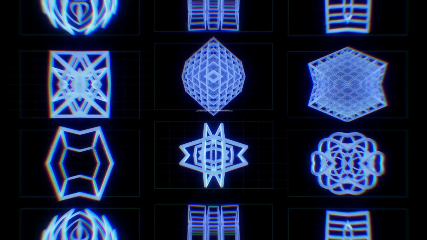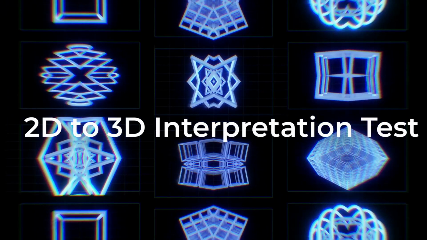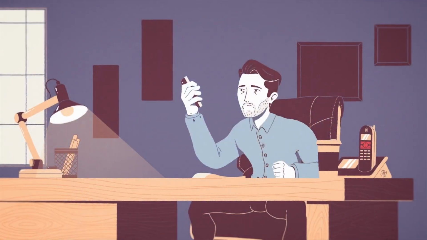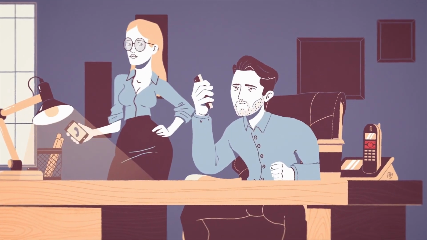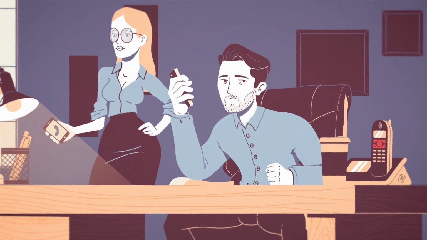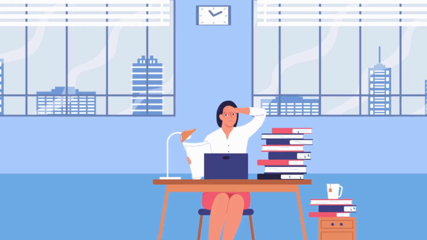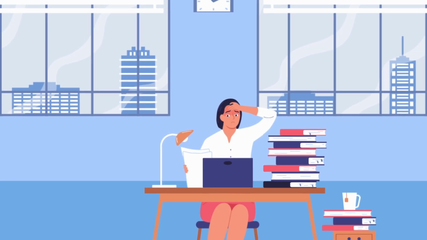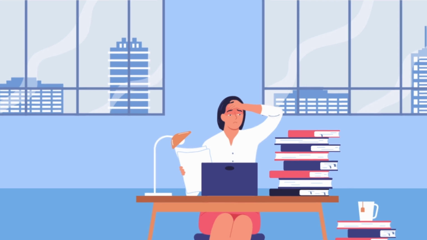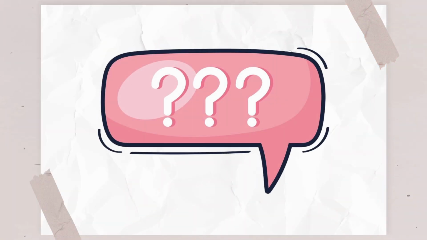Let's start with the 2D to 3D interpretation test. Most candidates find this section the toughest. These questions test your spatial reasoning skills, and many face them for the first time under intense time pressure. But since you're watching this video, you're one step ahead. Want to try a sample question? Let's start with an easier one to get you warmed up.